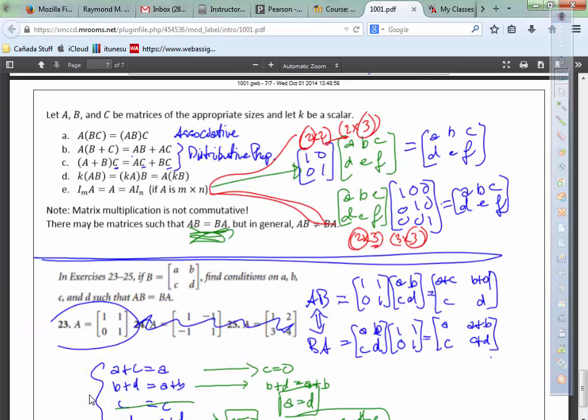So this is the last thing we did in class on Wednesday. We took a look at some properties and we showed that matrix multiplication is associative and distributive, and it has an identity, a multiplicative identity. And then we did one of these examples where we had to find conditions for a 2 by 2 matrix to be commutative with a particular matrix. And that was the last thing we did.